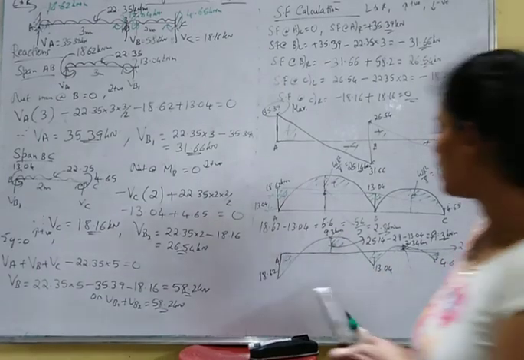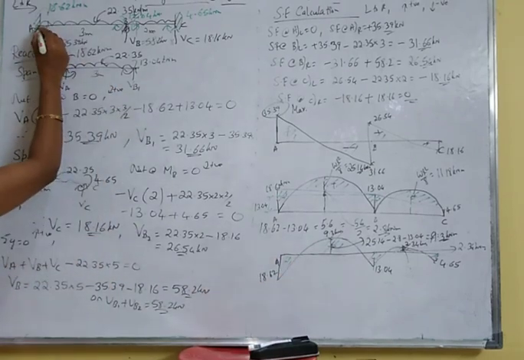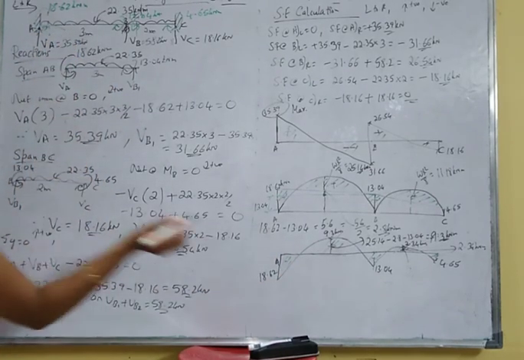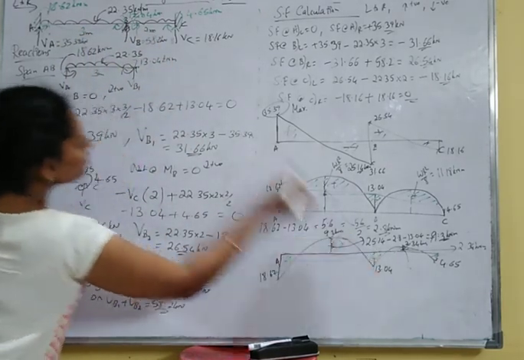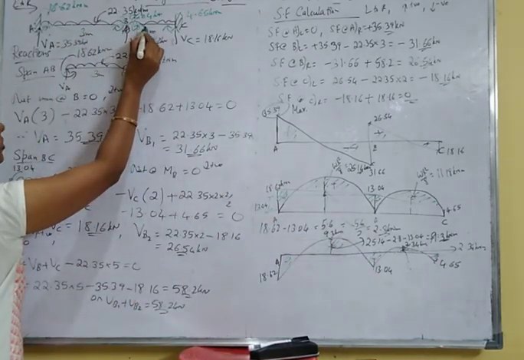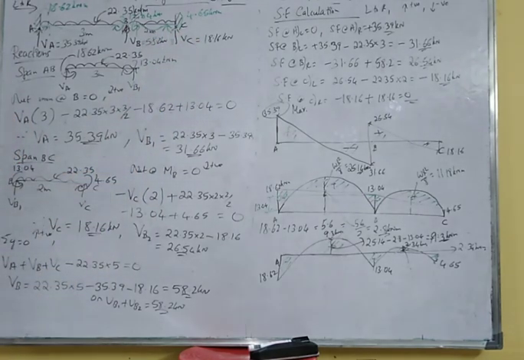Okay, see here now based on this elastic curve. So up to here you have negative. So up to that it is negative, hogging. Then you have positive. Here it will be positive. And again this point will be negative. And again positive and negative. This is your elastic curve.